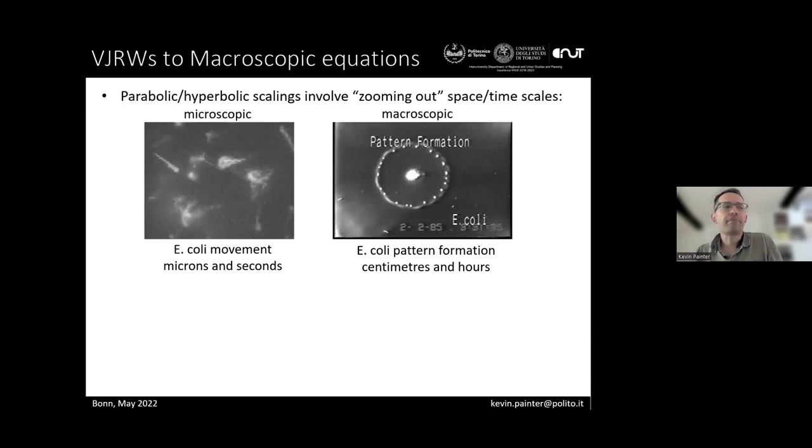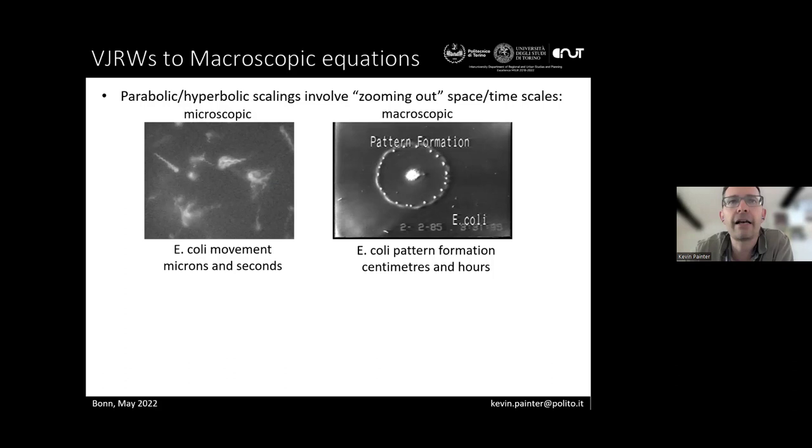But very briefly, without going through too many of the details, I just wanted to talk a little bit about how this works using those parabolic or hyperbolic scalings earlier. They rely on a slightly different idea. In some sense they are similar, but parabolic and hyperbolic scalings instead involve zooming out of your space or time scales. It's looking at the problem from a different scale in space and time.